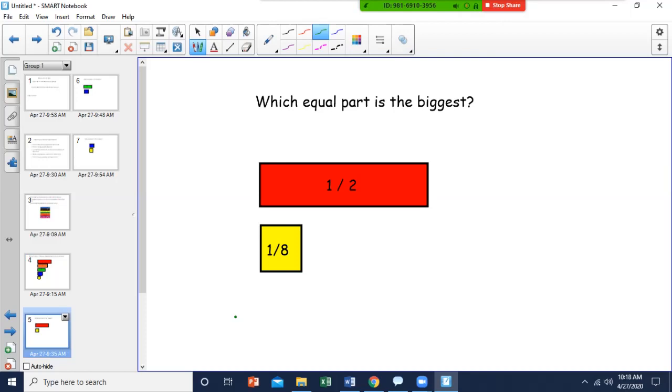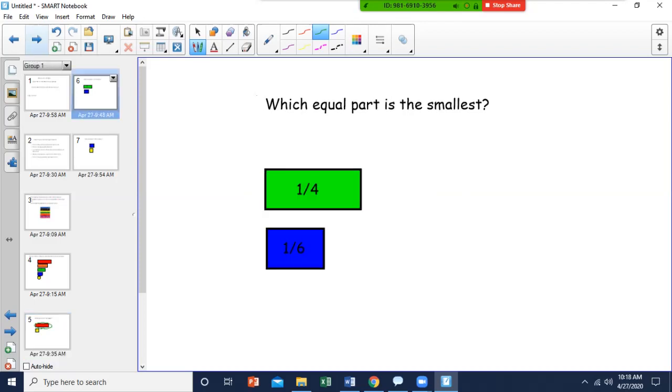Let's see if we can use this knowledge to compare these two fractions. Which equal part is the biggest? Is 1/2 bigger than 1/8, or is 1/8 bigger than 1/2? Now remember, even though the denominator 8 is larger than 2, we're focusing on what? The size of the equal part. So which unit fraction has the largest or the biggest equal part? We can say the 1/2. All right, excellent job. Let's try another one.